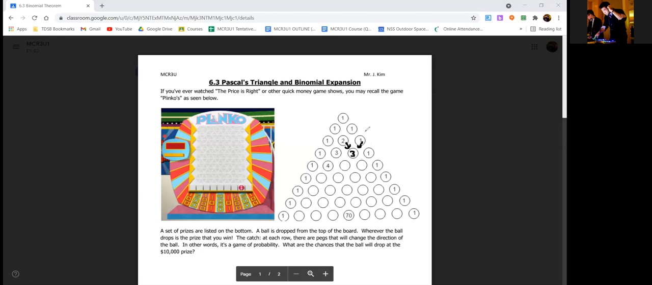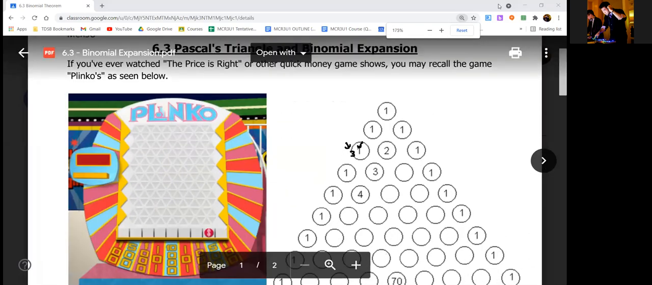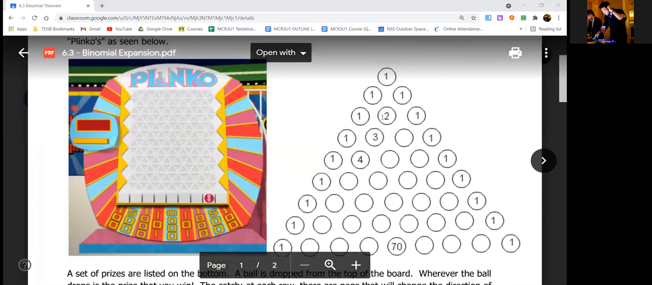Let me zoom in on this so that we can look at it better. All right, clear this again. Yeah, 2 plus 1 equals 3. And then 1 plus 3 equals 4. 3 plus 3 equals 6. 3 plus 1 equals 4. And you see there's a mirror image, that's fine. And then that would be a 5. 4 plus 6 is a 10. And then a 10, and then a 5, and a 1.